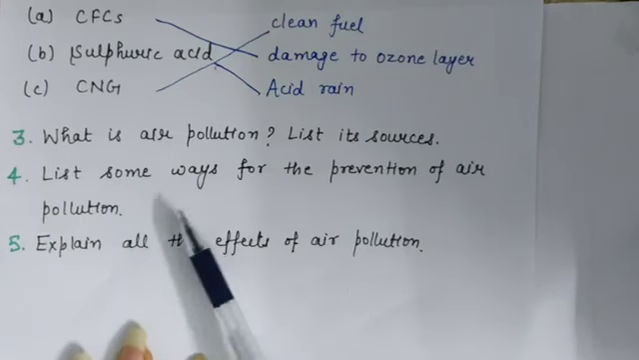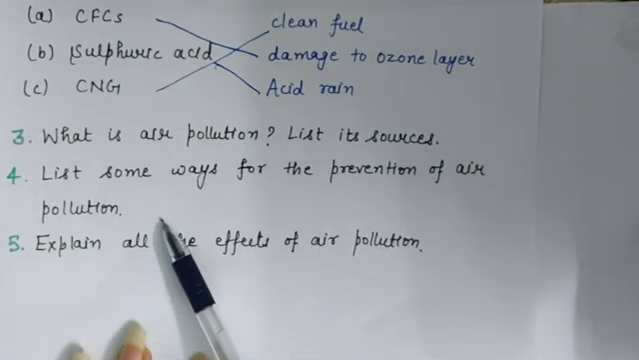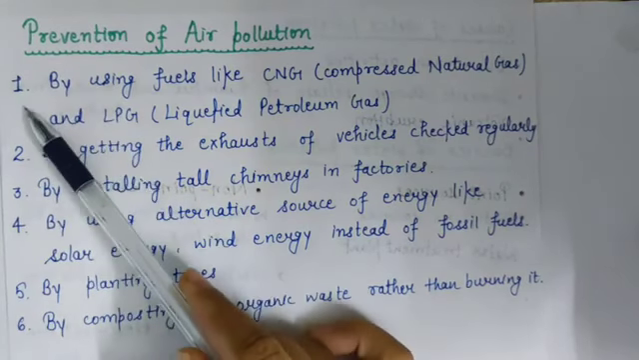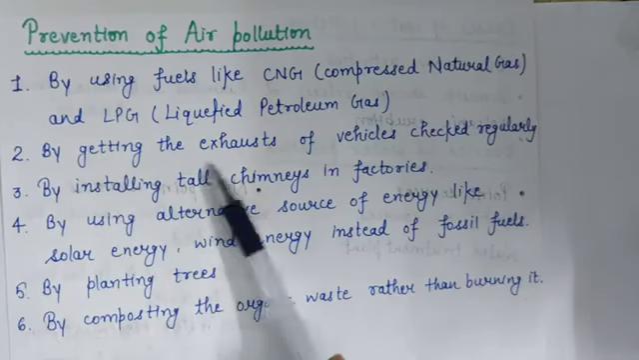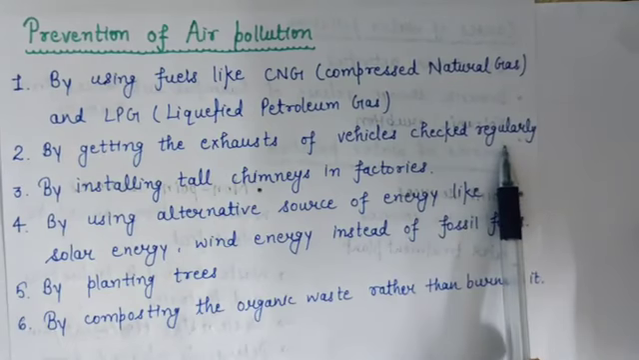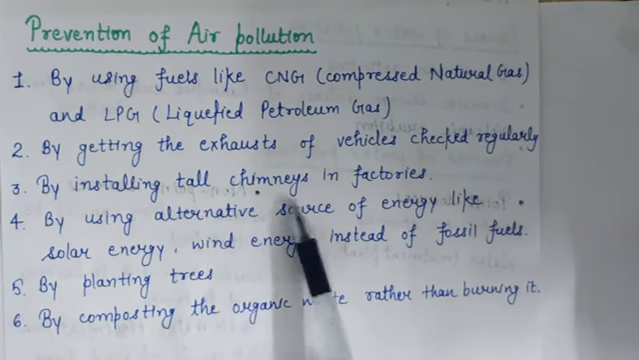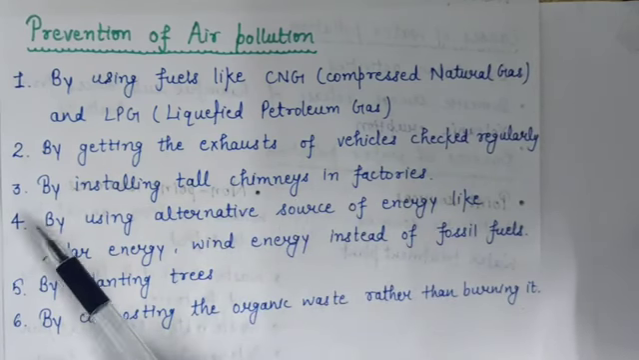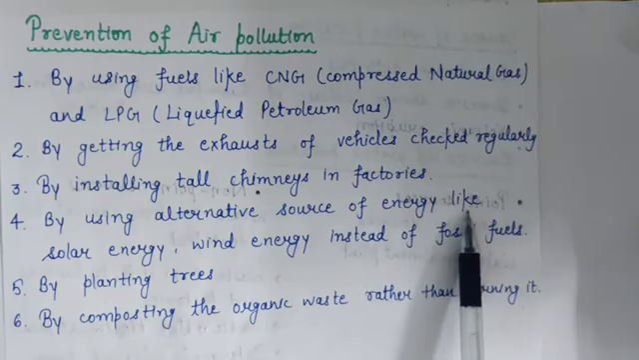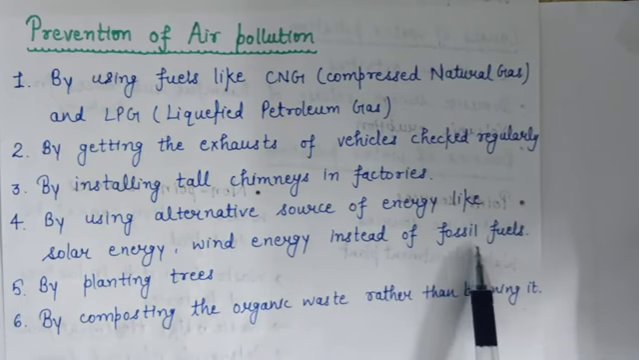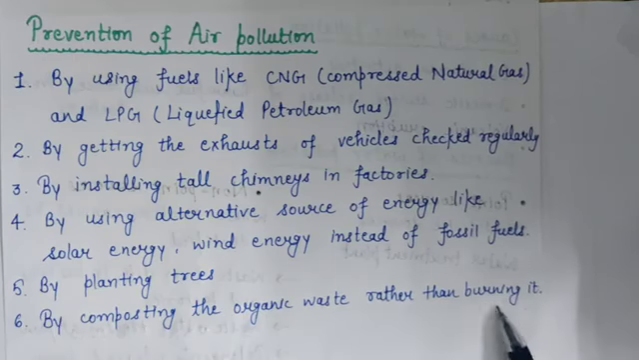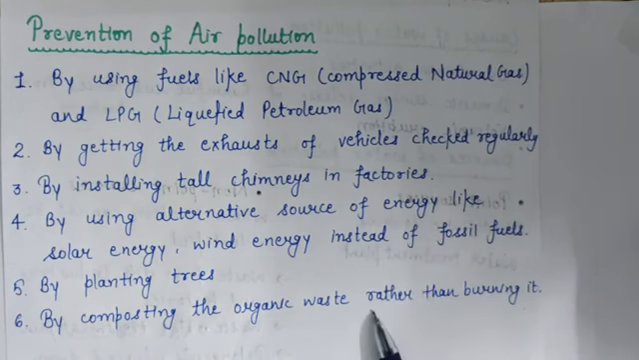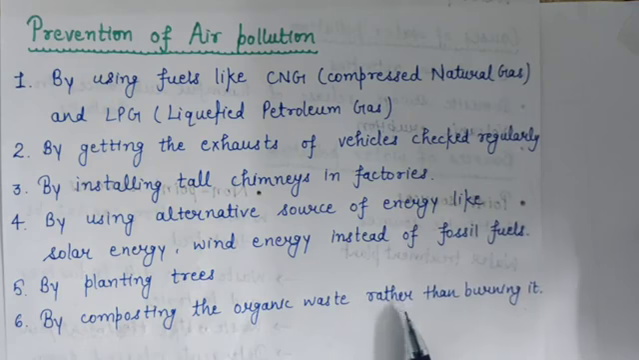Question number 4 is, list some ways for the prevention of air pollution. Answer is, first is by using clean fuels like CNG and LPG. Second is by getting the exhaust of vehicles checked regularly. Third is by installing tall chimneys in factories. Fourth point, by using alternative sources of energy like solar energy, wind energy instead of fossil fuels. Fifth point, by planting trees. And next is by composting the organic waste rather than burning it. So these are some ways by which we can prevent our air from getting polluted. Okay.